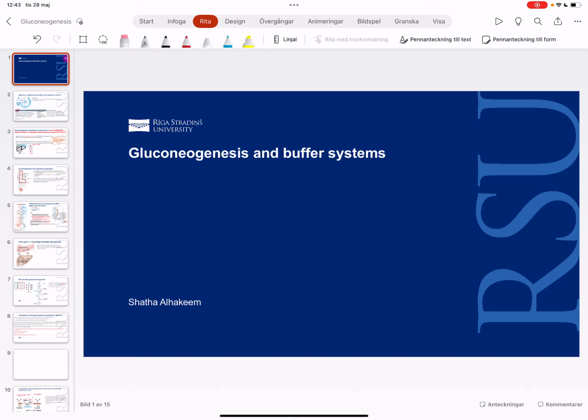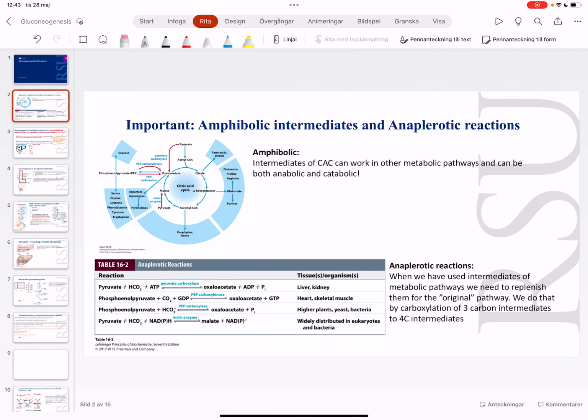Okay, so let's talk gluconeogenesis and buffer systems. Before we do that, I want to talk about amphibolic intermediates and anaplerotic reactions. Amphibolic intermediates are intermediates that exist in, for example, the citric acid cycle that we can use for other pathways. And this will be important today for gluconeogenesis.